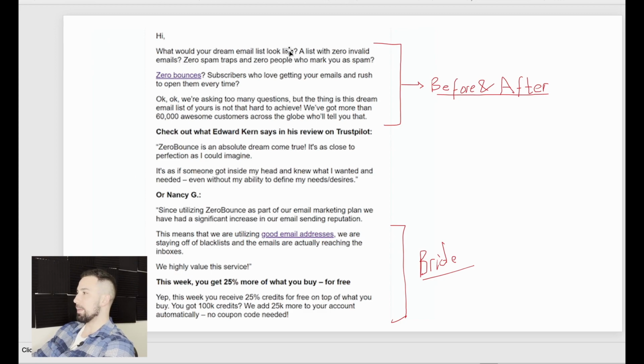What would your dream email list look like? A list with 0 invalid emails, 0 spam traps, and 0 people who mark you as spam. So they're talking about the before here. So before, what is before? A lot of spam emails, a lot of problems that we're facing. Subscribers who love getting your emails and rush to open them every time. Bam. So now we're getting to the after part. Here, they're also painting the picture of what it will be like if we get to this, whatever it is they're selling, right? Okay. We are asking too many questions.